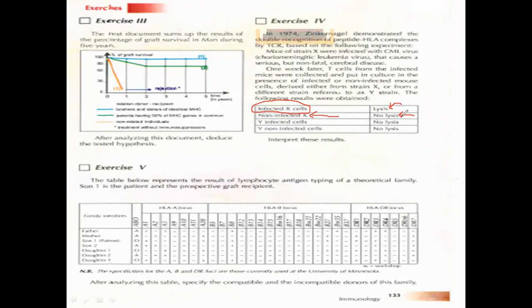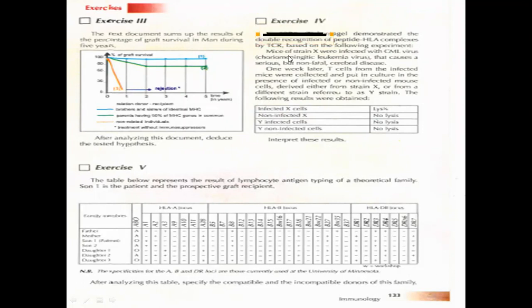As well, why non-infected cells? The non-infected cells were taken from strain Y. What does that mean? It means these cells are not infected and they also come from a different strain. So what does this mean? This means that there is no lysis because there is no matching HLA. So here we can conclude that the recognition, or the double recognition process, of the T cells should be accomplished by the same HLAs. Again, under different HLA, this process won't occur.